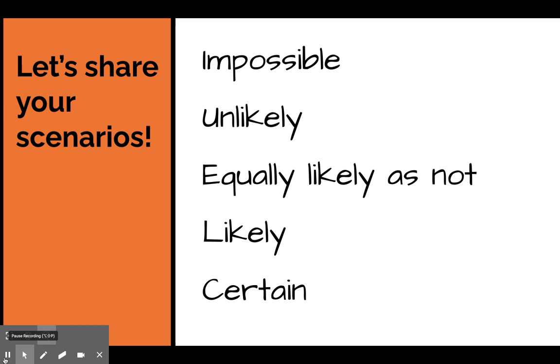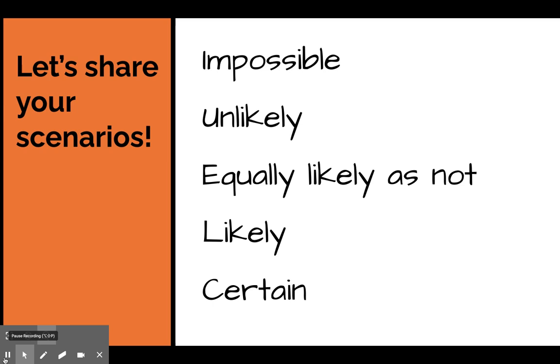So, my responses were, for something that is impossible, finding a rectangle that has five different sides. Why did I choose that? Because, of course, a rectangle only has four sides, so it would be impossible for it to have five sides. Something that would be unlikely would be a peacock being born as an albino. That's just something that is unlikely to happen.